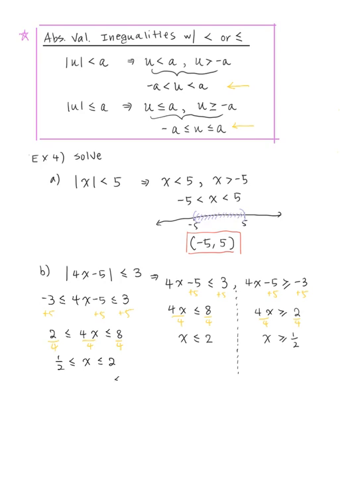But anyways, let's draw the solution set. It looks like x is going to be sandwiched between 1/2 and 2. So let me go with 1/2, and here's our 2. Either way you look at it, this is telling you that x is going to be greater than or equal to 1/2, and x better be less than or equal to 2, all at the same time.